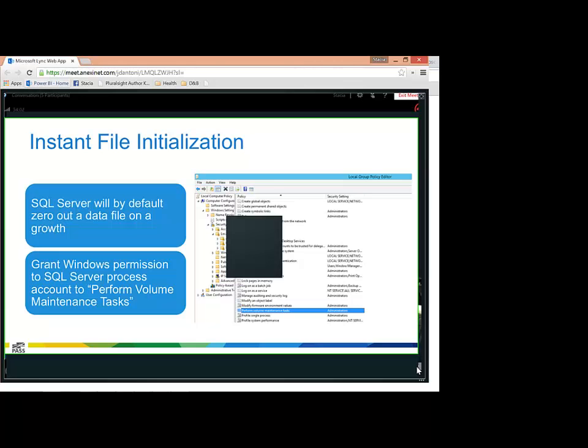So if you look at your local group policy, there's this policy called Perform Volume Maintenance Tasks. That's what you're going to want to use.